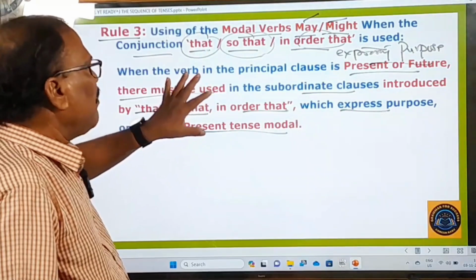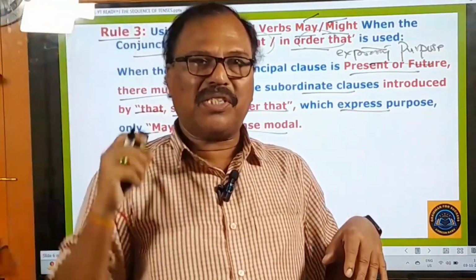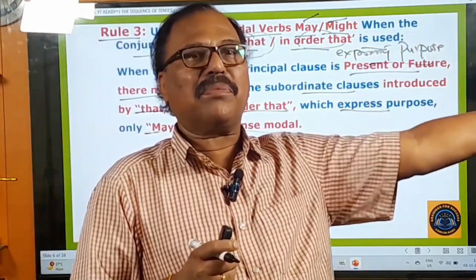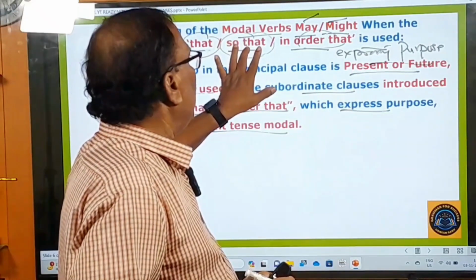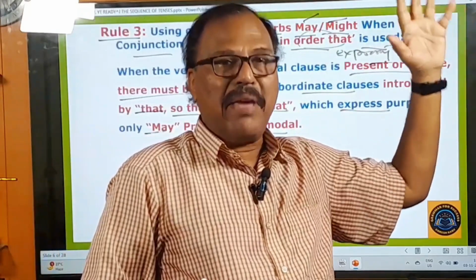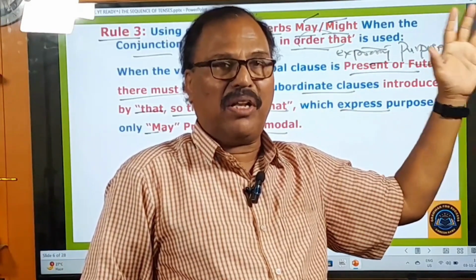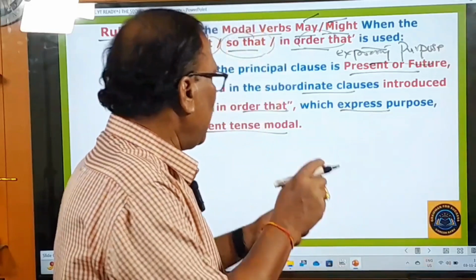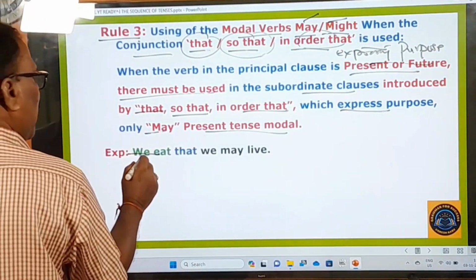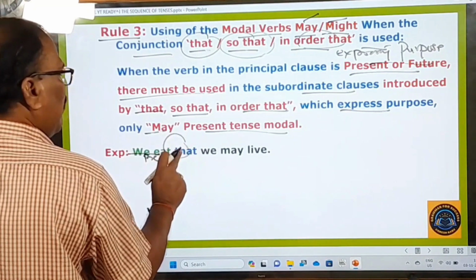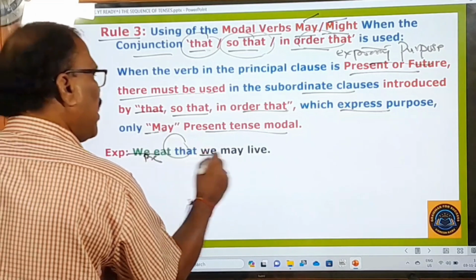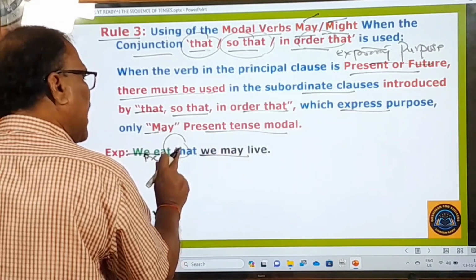Whenever there is a present tense or future tense in the main clause, and there is a subordinate clause beginning with that, so that, in order that, expressing purpose, we must use only may, the modal auxiliary, the modal verb. Please keep this point in your mind. We eat, this is present tense, right? That is indicating purpose. What is the purpose of our eating? We may live. This is the purpose.